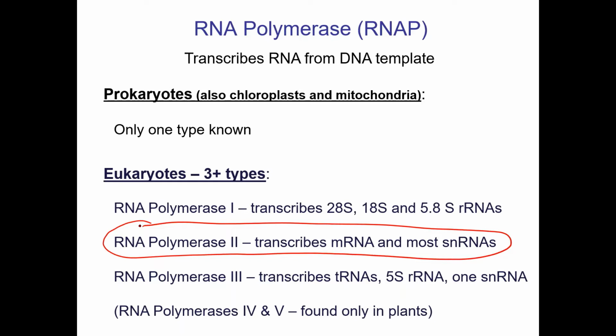There's extra types found in plants. I have no idea why we do it that way, but it's working for us, so we're doing it, right? This is the way biology is. Sometimes we just do weird things.